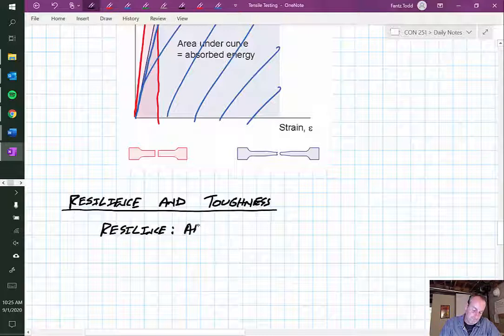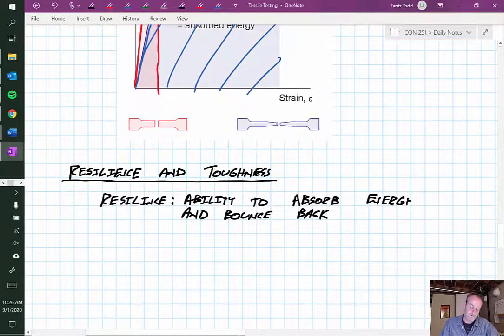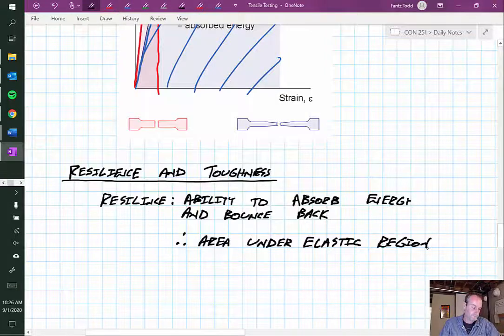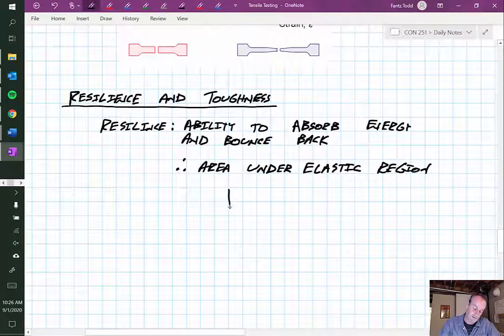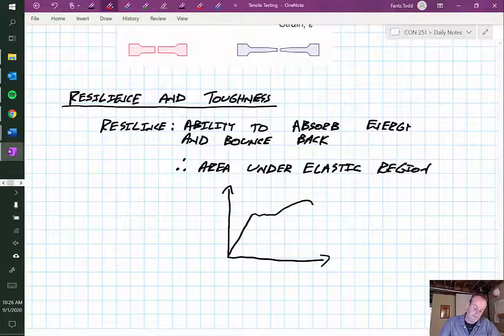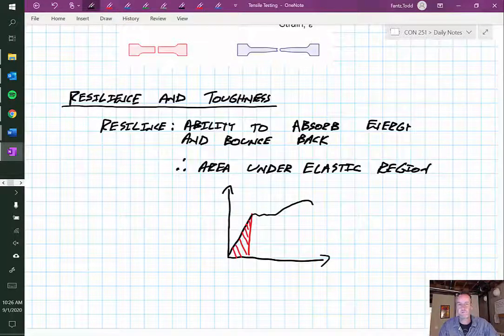So with that in mind, when we talk about resilience, in defining it, like I said, it's the ability to absorb energy and bounce back. And as I showed on the graph, this is the area under that elastic region. So if we were to look at a stress strain diagram, say of steel, where steel went up and then it went like this, then it went like that, whatever it might look like, we're really only talking about this area here, which would be easy to calculate because it's a triangle, 1/2 the base times the height, so you could find that area.